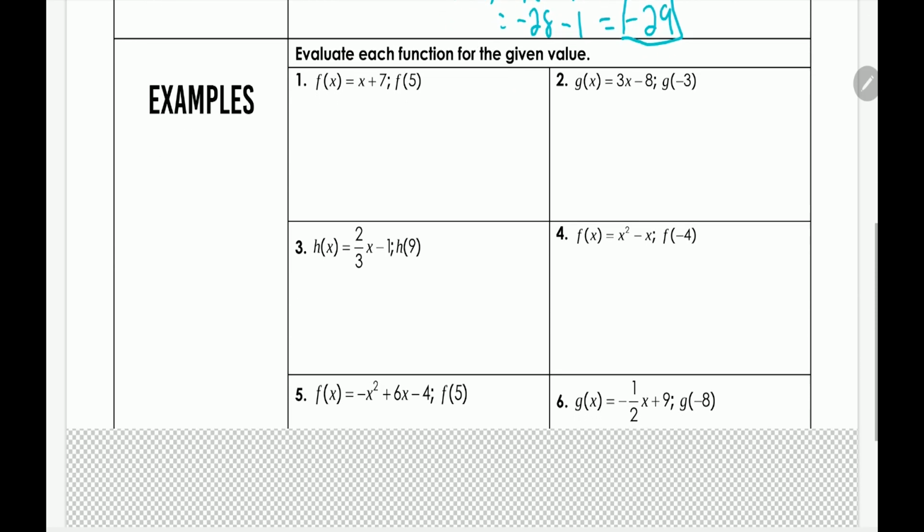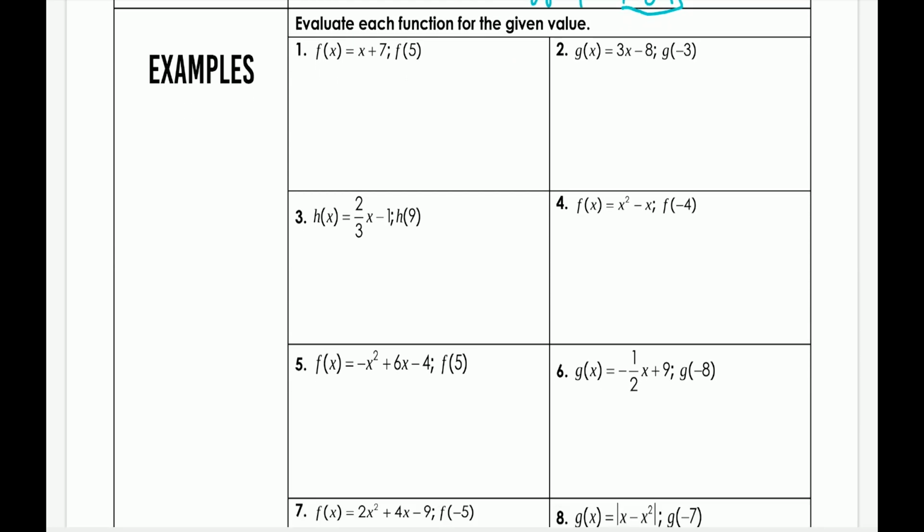Let's try some examples. We're asked to evaluate each function for the given value. In other words, we're trying to find f of 5 for number 1. We're given that f of x is equal to x plus 7, and we're asked to find f of 5. So f of 5 would be equal to 5 plus 7, and 5 plus 7 is 12. That would be the answer for number 1. Number 2 is for you to do on your own.